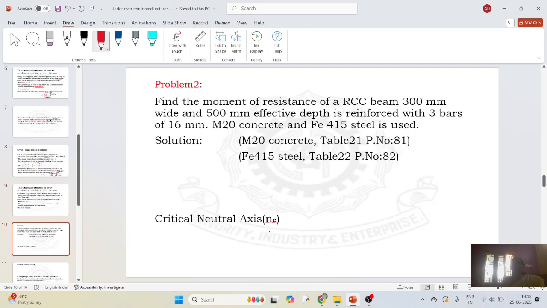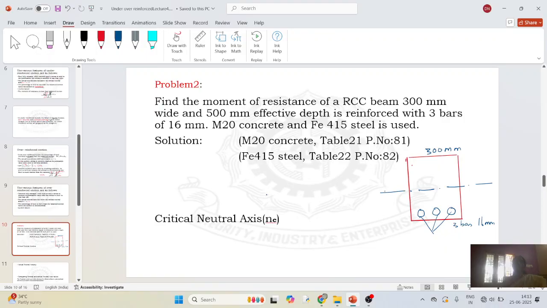The next one, the second problem. Find the moment of resistance of an RCC beam 300 mm wide and 500 mm effective depth. So this is the effective depth, measured to the center of the reinforcement.